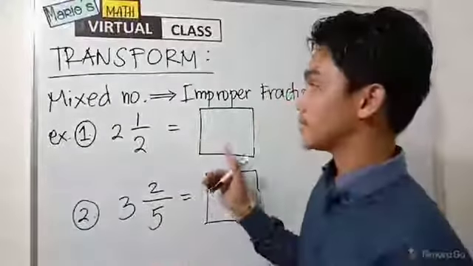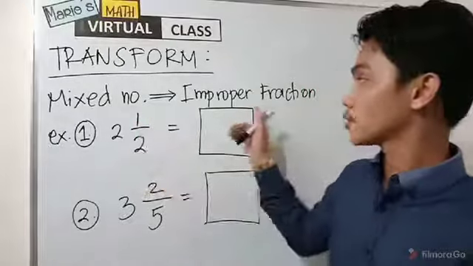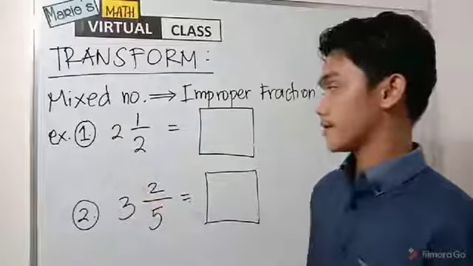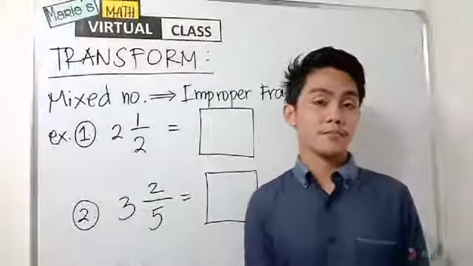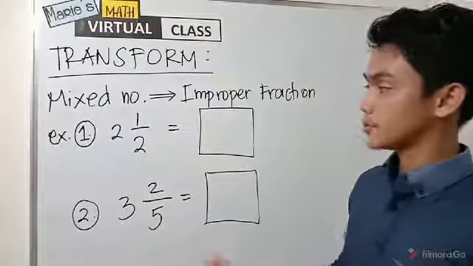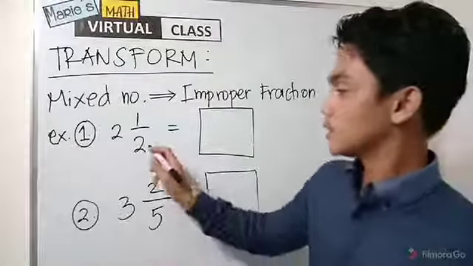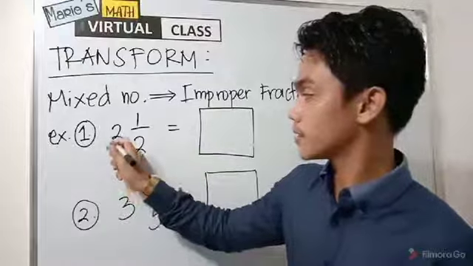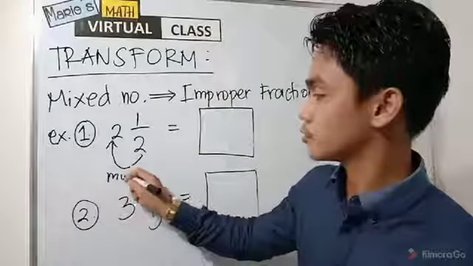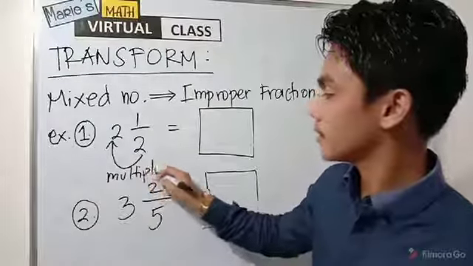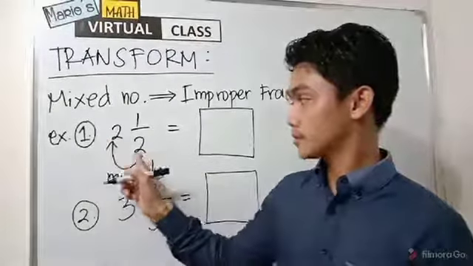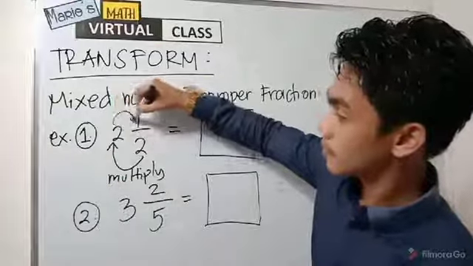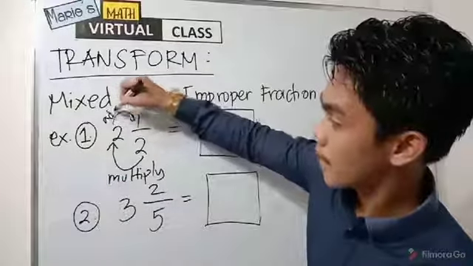Okay, let us have this example. Transforming mixed number to its equivalent improper fraction. Let us have number 1, 2 and 1 half. So what is it in improper fraction? First, the procedure is, all you have to do is to multiply your denominator here to your whole number. So you have to multiply. Then, the product of these two must be added to the numerator of this fraction. So you need to add.